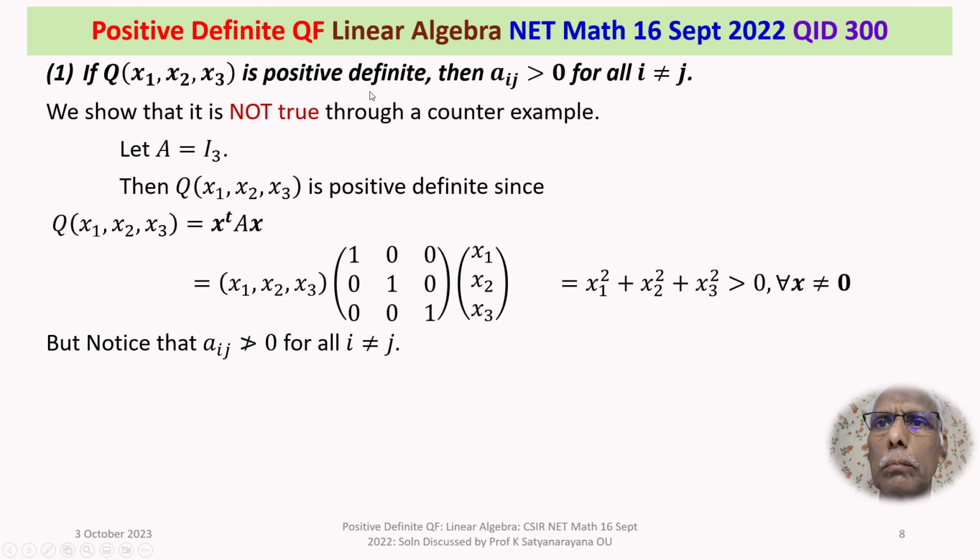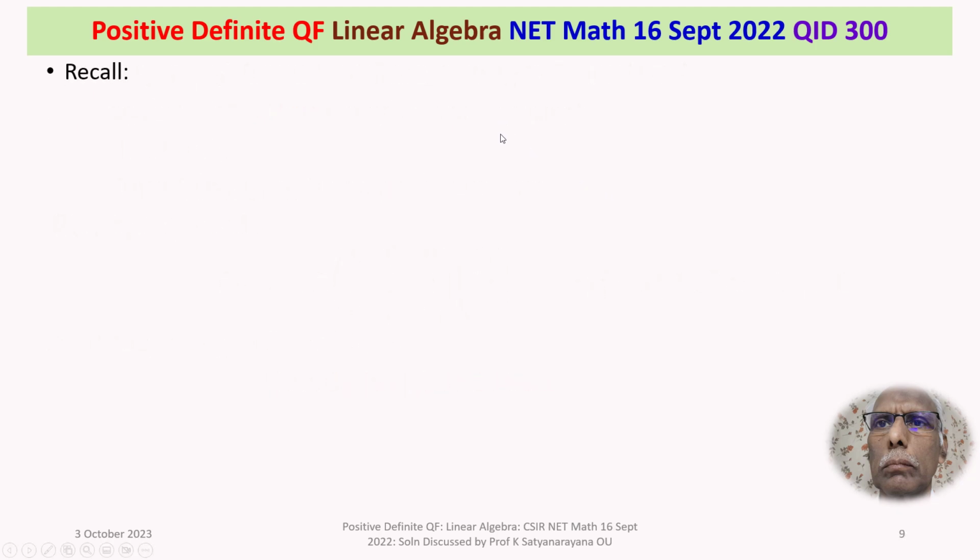And if the statement given in option 1 is true, they must be positive, but they are not. Notice that Aij is not greater than 0 because they are equal to 0, for all i not equal to j. So the statement given in option 1 is not true. Thus option 1 is not true. So for this, the counterexample A equal to I3 will do. And for options 3 and 4, we require another counterexample.